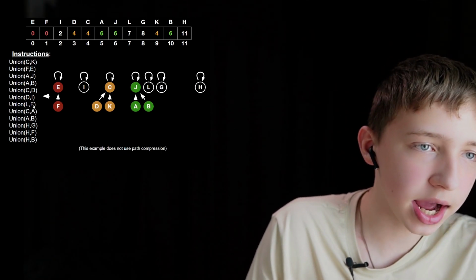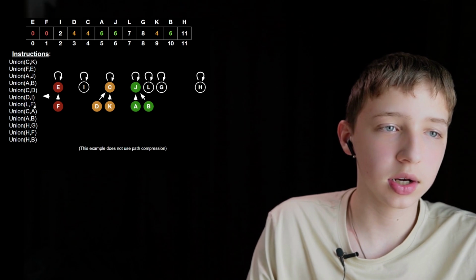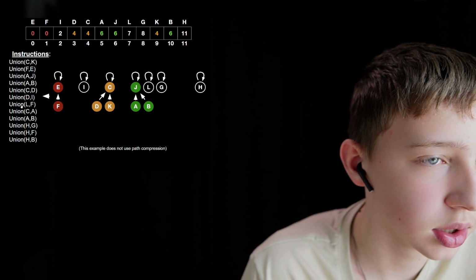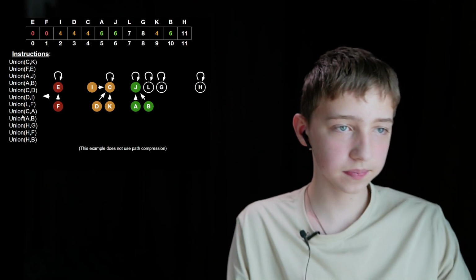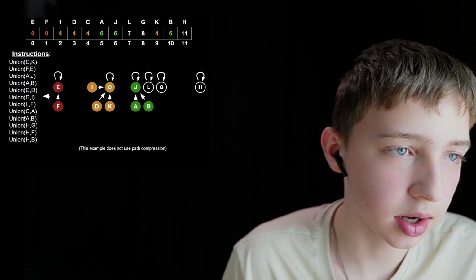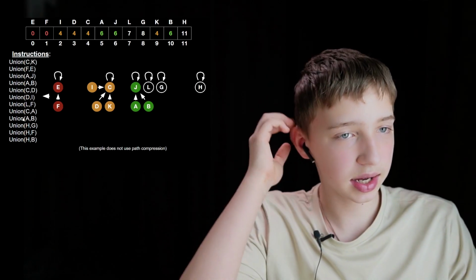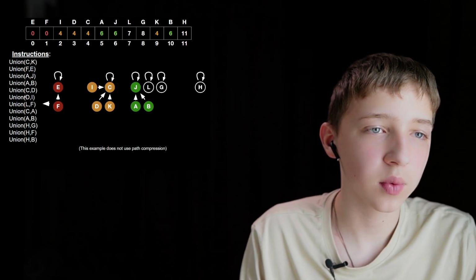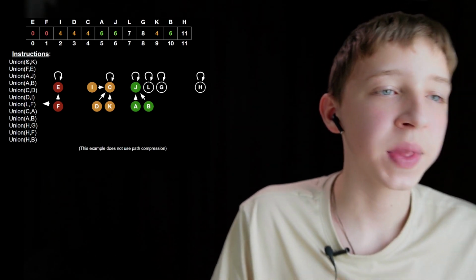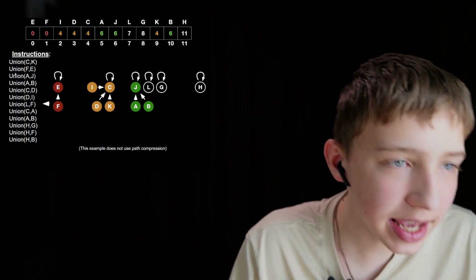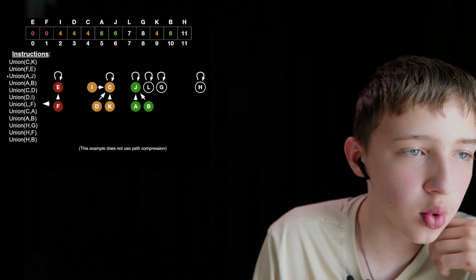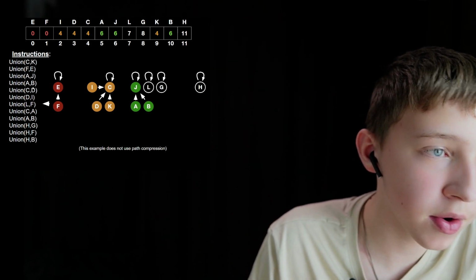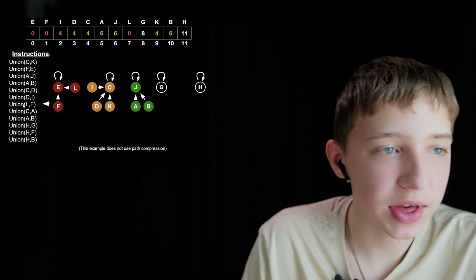Now, next, D and I. So we want to merge D and I. We do a similar thing, and now I points to C. And now, for example, we want to merge L and F. F's parent is E, as we can see, and we're going to merge L, which is self-rooted, to E, and now E is the parent node of L.